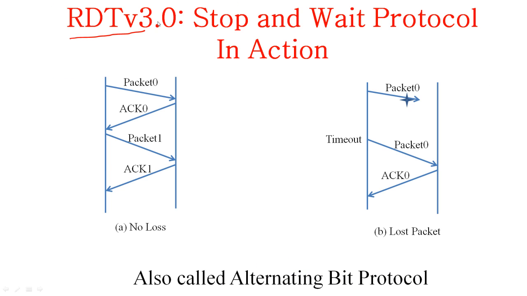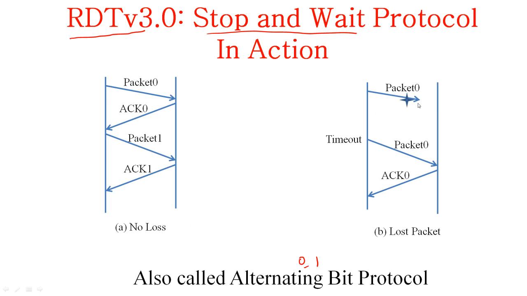So by the way, this protocol we have described so far is also called stop and wait protocol. It is also called alternating bit protocol because you alternate between the sequence number 0 and 1. That is why it's called alternating bit. So when there are no losses, things are rather straightforward. You send packet 0, the acknowledgement acknowledges packet 0, you send packet 1, you get ACK1, so on and so forth. Now here is a case where the packet is lost.